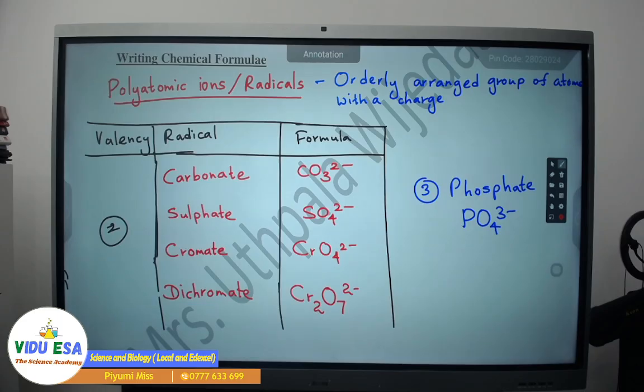Now we are moving on to writing chemical formula based on these radicals. This is very important because if you make any mistake in writing the chemical formula, the calculations you do as well as the equations, all these will go wrong. So this is very important.